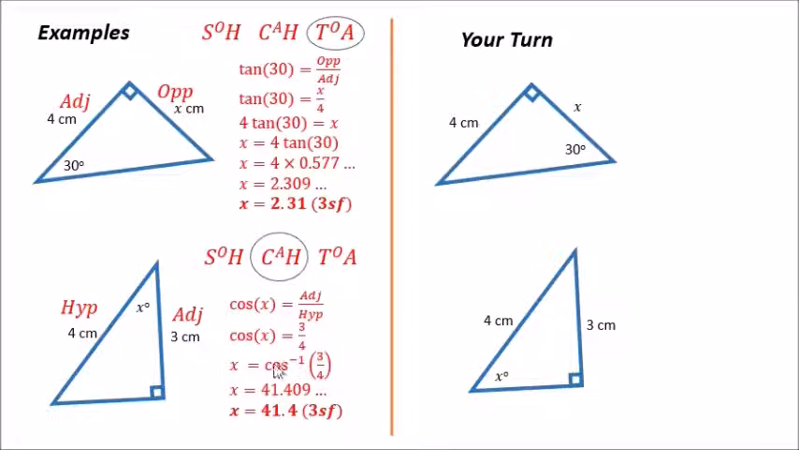There should be an inverse cos button. There will be a cos button, but if you press shift and cos, then it will give you inverse cos. So inverse cos of 3/4. When you type that in, you get an answer of 41.409, which is 41.4 to 3 significant figures.